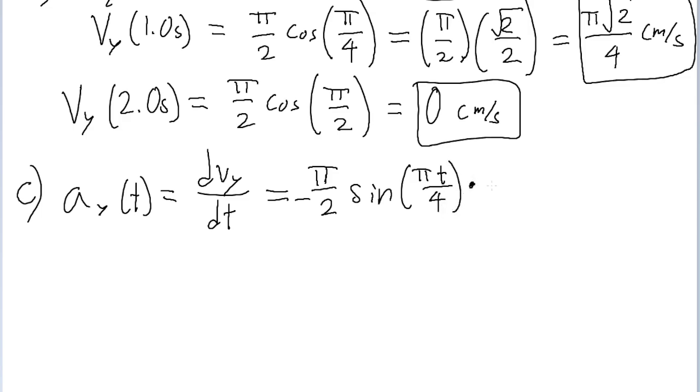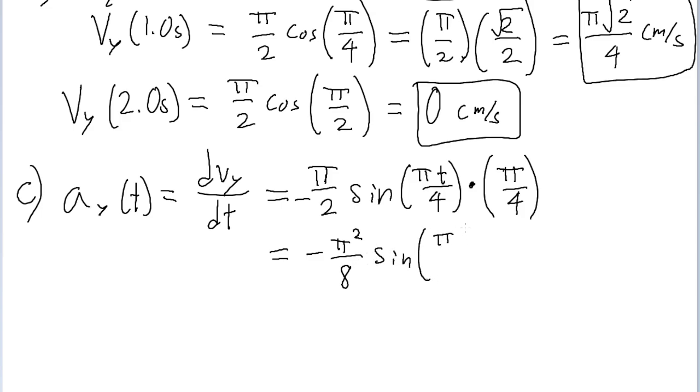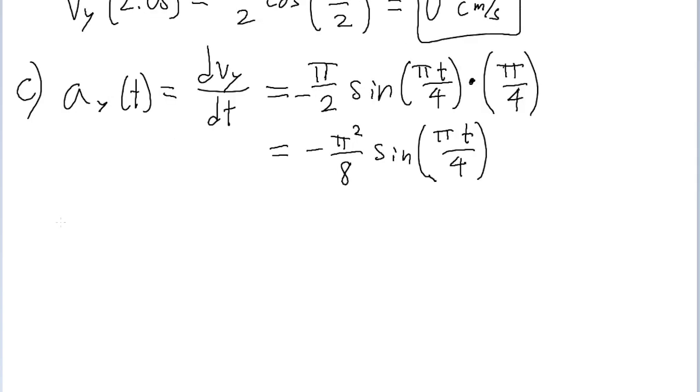And then to apply the chain rule, we multiply by the derivative of the inside. So we multiply by pi over 4. And then multiplying the constants together, this more simply becomes negative pi squared over 8 multiplied by the sine of pi t over 4. So to find the average acceleration between 0 and 2 seconds, we're going to apply the same method we used before.